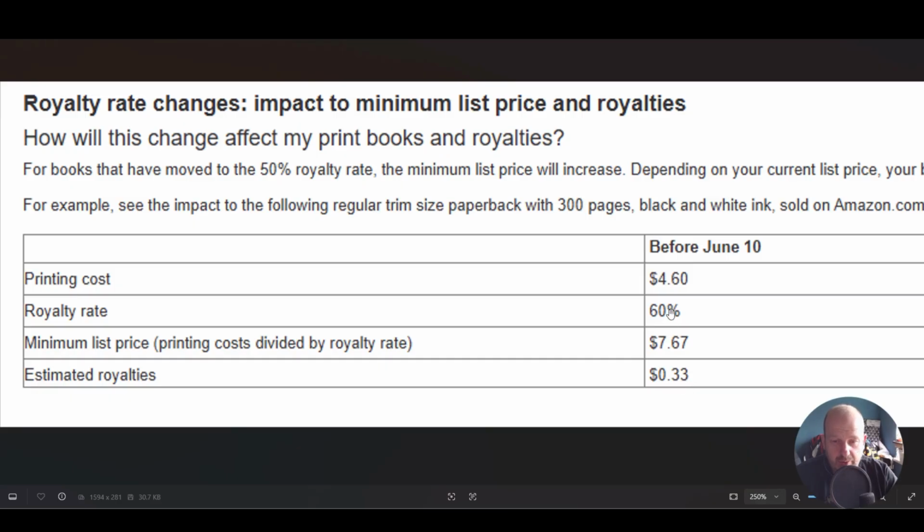Now you might think, okay, so $8, I'd be in the 50% bracket now, so losing 10% of your royalties. You might just look at this simply and say, oh, well, 33 cents, I'd lose 10% of that, I'd lose 3.3 cents-ish. But that's not the case. The biggest important thing here to look at is the printing cost divided by the royalty rate. That's what sets up the minimum list price, and you need to get that minimum list price before you are entitled to any royalties.